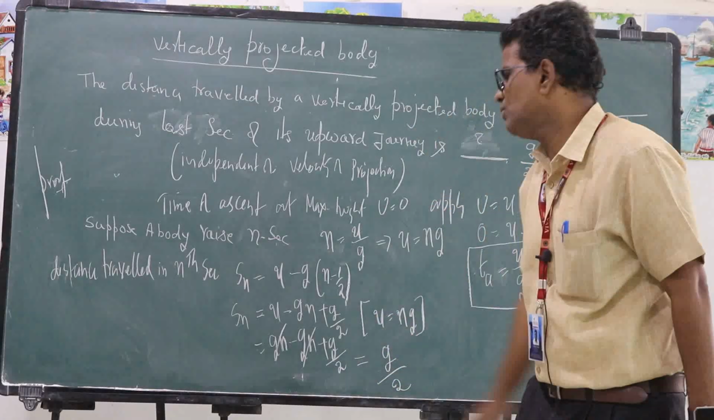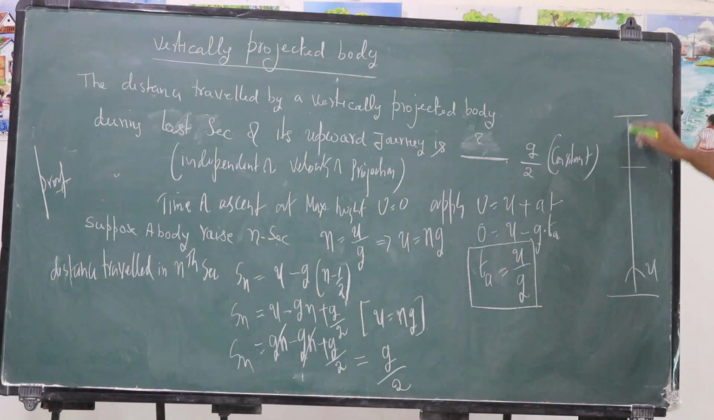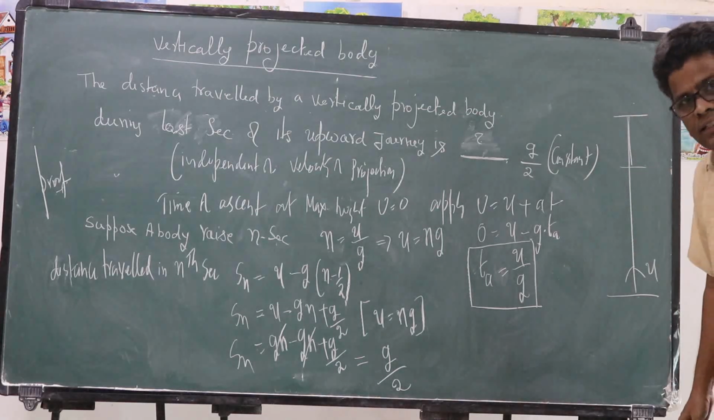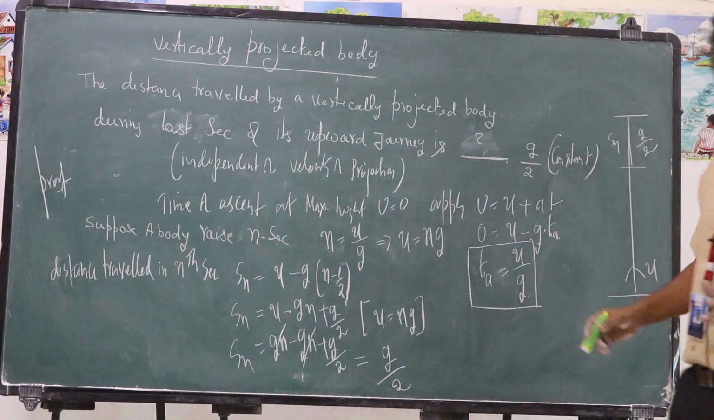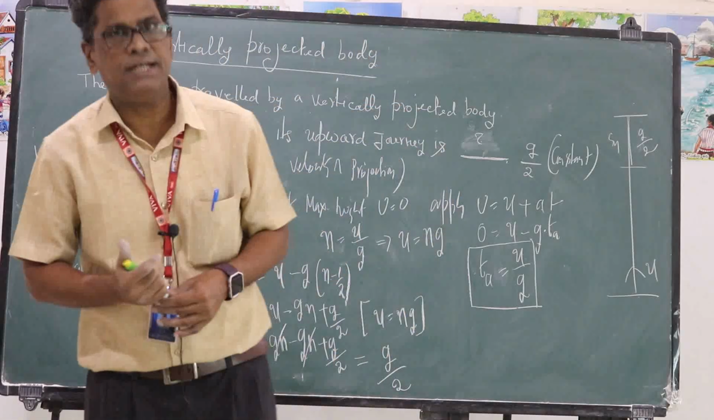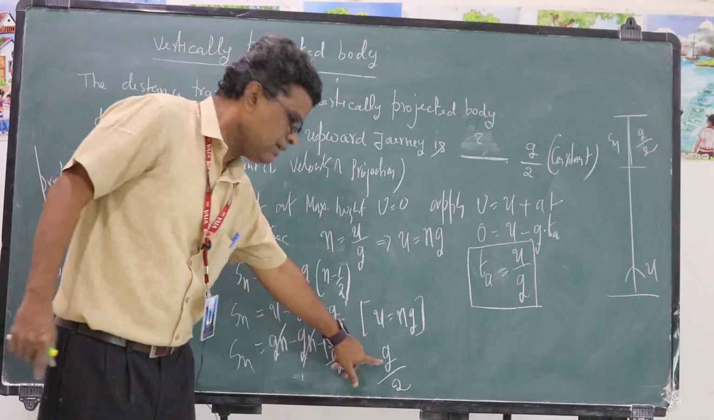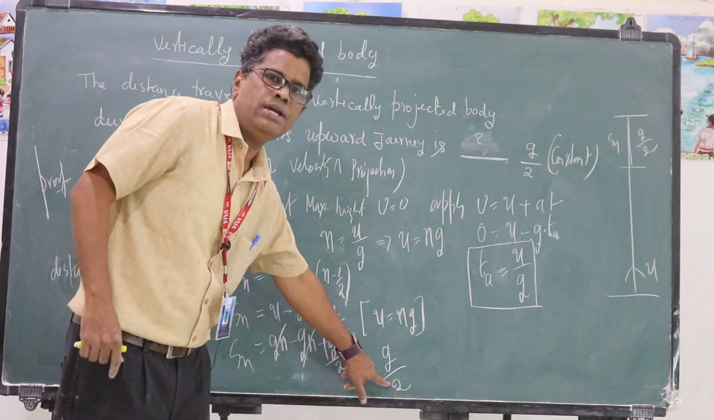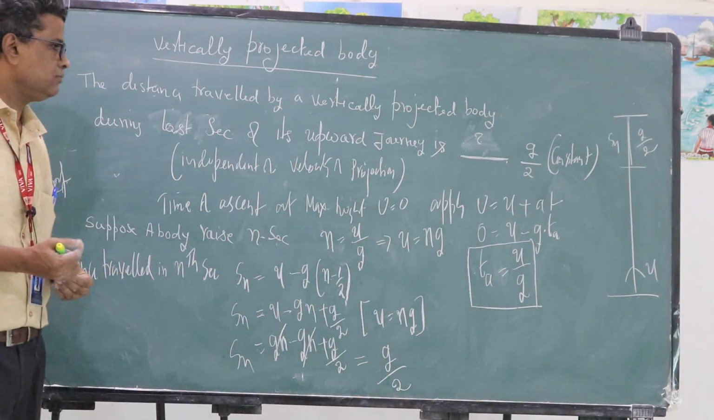So what is the conclusion? Distance travelled in the last second of its upward journey, suppose it takes n seconds for rising up, is g by 2. It is independent of velocity of projection. I proved here, I got answer g by 2. There is no u here, so it is independent of initial velocity. Clear this one. Next one.